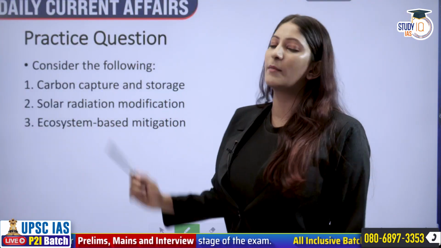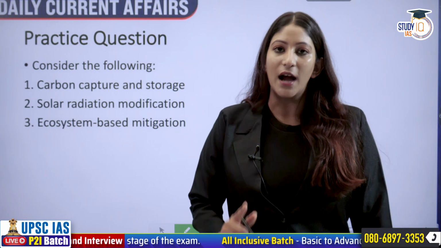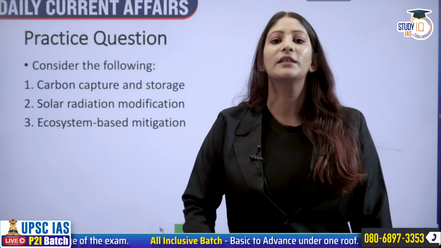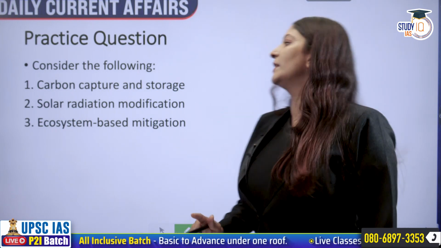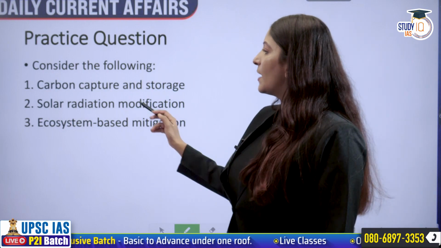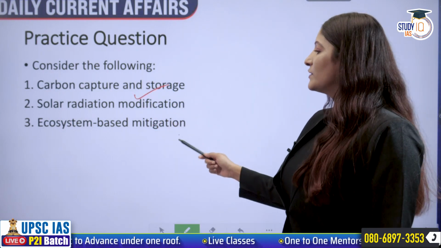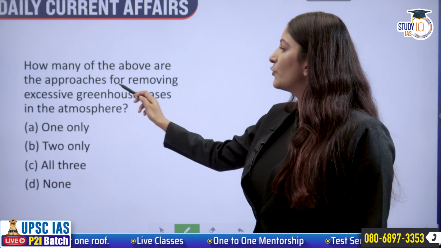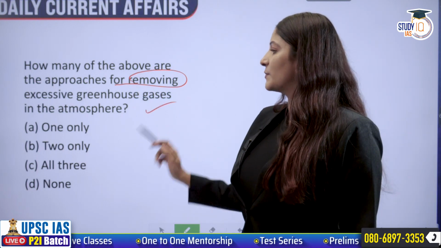First of all, let's talk about the practice question that I gave you to solve. Also, please comment in the comment section. Even if you think you are doing it incorrectly, you will learn from the comments as well. Consider the following: carbon capture and storage, solar radiation modification, ecosystem based mitigation. How many of the above are approaches for removing excessive greenhouse gases from the atmosphere?